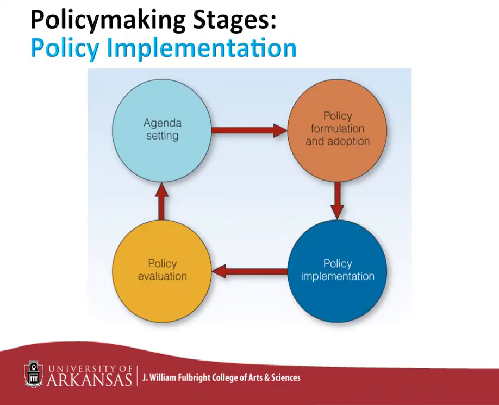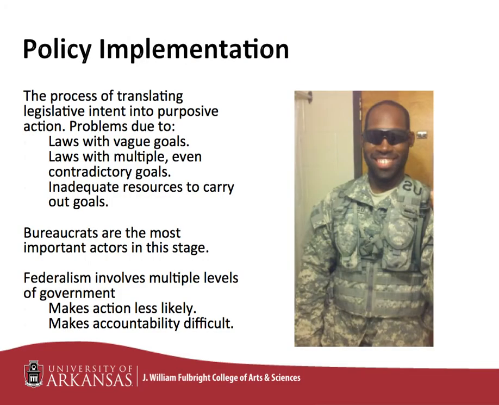So the next stage that we'll be looking at is that of policy implementation. And this is the third stage, and we've already gone through the legislative branch, and now we're moving into the executive branch. Now, with policy implementation, it can be a very difficult sort of process. And this is due to the fact that translating legislative intent into purposive action is often fraught with multiple problems.